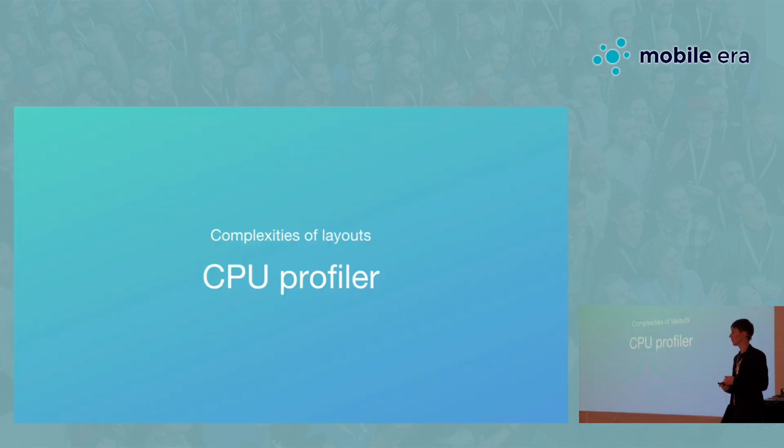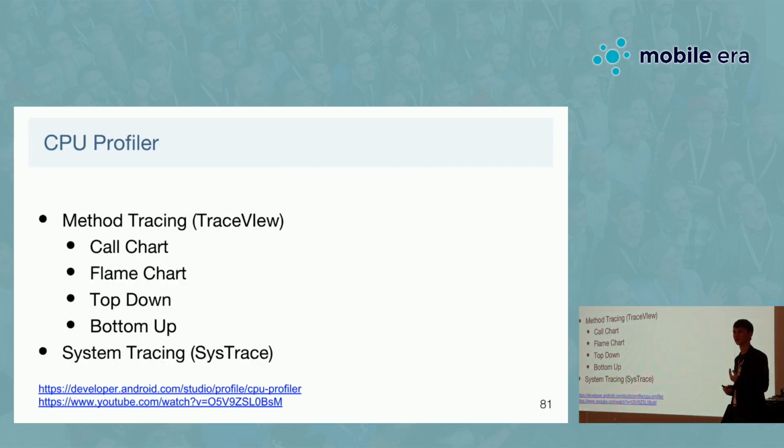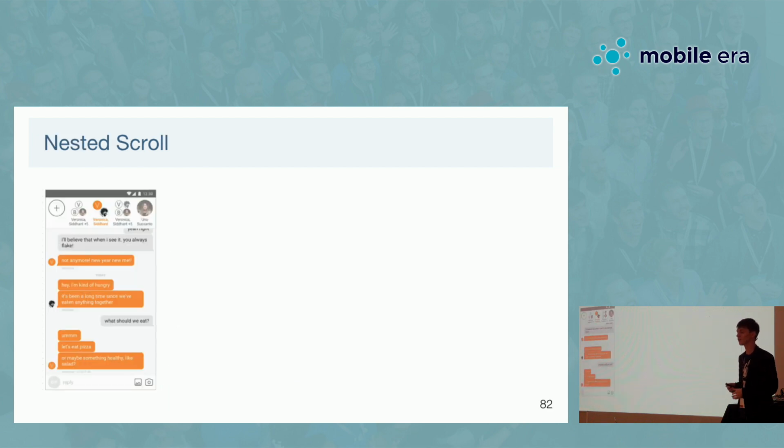And when we talked about how we can calculate these numbers, another thing is the CPU profiler. Previously there were different tools: systrace, which was a standalone app, and there was a trace view inside Android Studio. But now all of this you can find in Android Studio. So you can do either method tracing or system tracing. Again, there are several other presentations about how to use them, because there are a lot of different things about it. But I would like to show you at least one example.